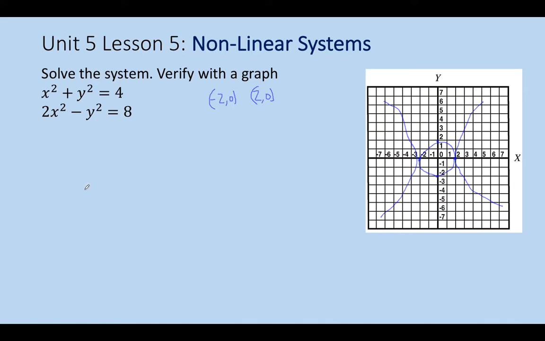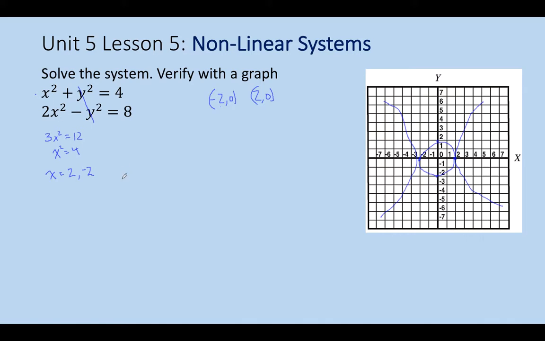Now, when I put this together, notice, again, the y squareds will cancel out, and luckily for us this time, the x squareds are going to match up. So I wind up with 3x squared. The y squareds cancel out, and I get 12. Divide both sides by 3, and I get x squared equals 4. And so x is going to equal not just 2, but positive and negative 2. And wait, look, there it is. Let's go ahead and plug those back in and solve for y.